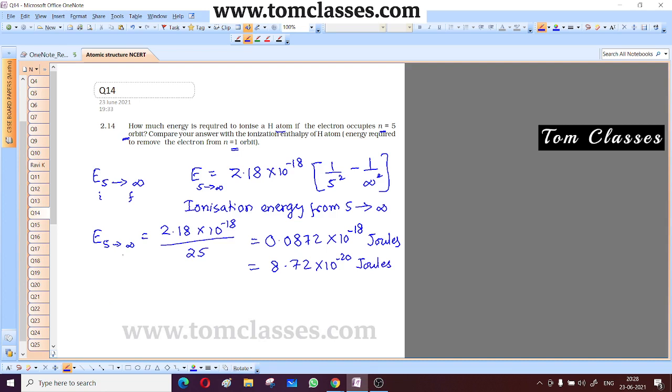Okay, now he is asking something else. Compare your answer with the ionization enthalpy of hydrogen atom, the energy required to remove the electron from n is equal to 1 orbit. So basically now he is talking about transition from 1 to infinity. So what will be the energy required for this? Energy required for 1 to infinity is going to be 2.18 into 10 to power minus 18, times 1 upon 1 square minus 1 upon infinity square. So this will be nothing but 2.18 into 10 to power minus 18 joules. That is what it is going to be.